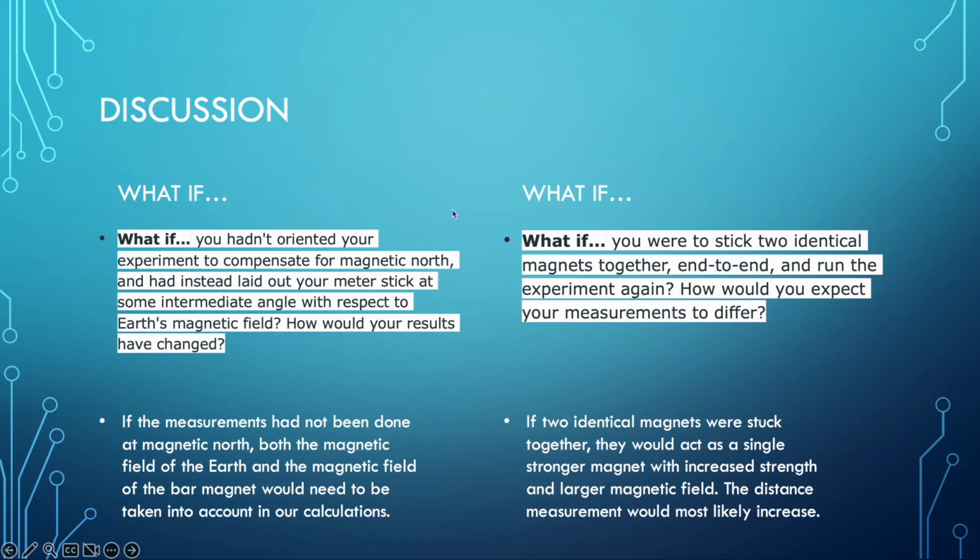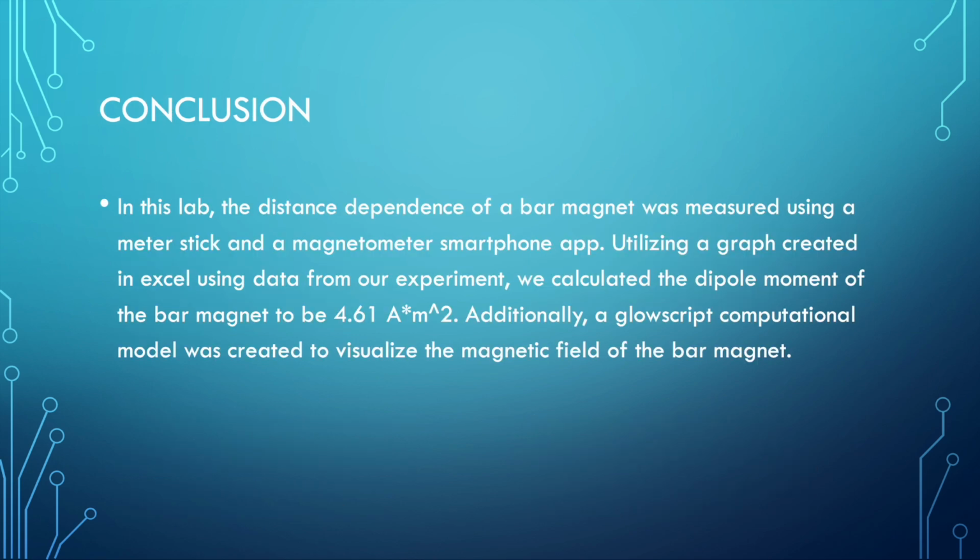And so here are the what if questions. If we hadn't oriented our experiment to compensate for magnetic north, we would have had the magnetic field of the Earth and the magnetic field of the bar magnet included in our calculations. Because of that, we wouldn't know which was due to the magnet and which was due to the magnetic field of the Earth, so it would mess up our calculations. And if we were to stick two identical magnets together end to end, due to superposition, the total magnetic field would be increased, resulting in most likely increased distance measurement.